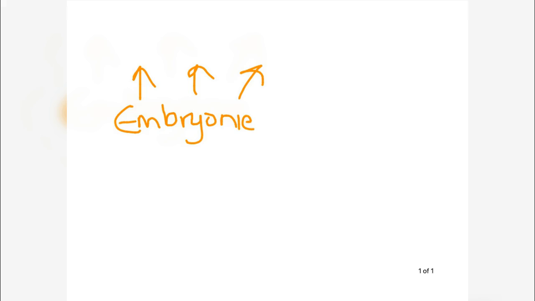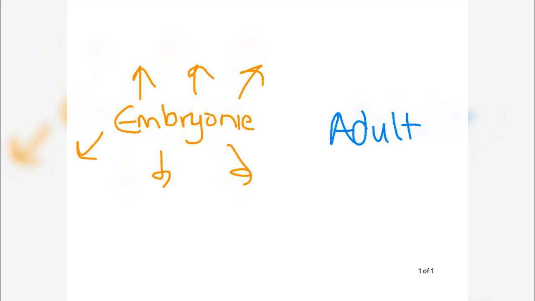Welcome to Module 2. For this module, our focus will be on adult stem cells. So, what are adult stem cells? First of all, we already know that embryonic stem cells are pluripotent, meaning that they can differentiate into any cell in the human body. However, there are other stem cell types, and one such type is adult stem cells.